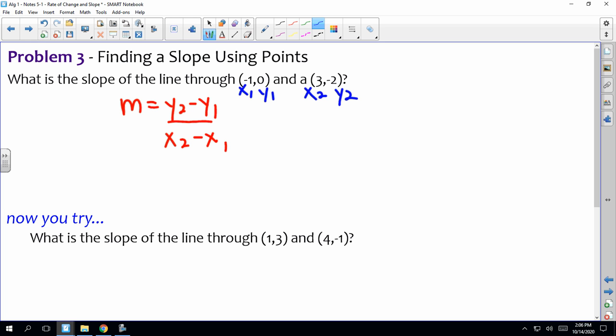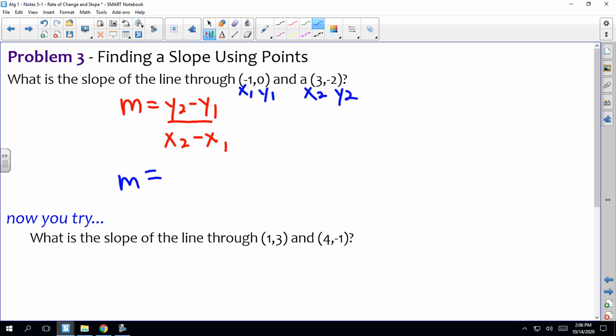So you could switch them up and label them so that negative 1, 0 is x sub 2, y sub 2, and 3, negative 2 is x sub 1, y sub 1. It'll look different when you plug it into the formula, but you will get the same solution.